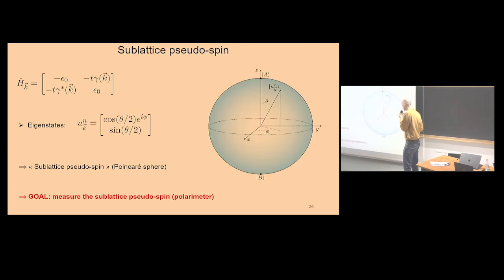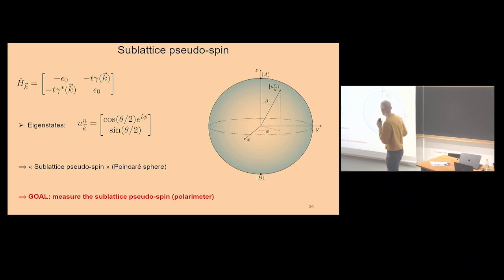How do we measure these eigenvectors? So this Bloch Hamiltonian is a 2x2 matrix. Okay, so the eigenstates are going to be vectors of size 2, and they can be parameterized typically on a Poincaré sphere by two angles.